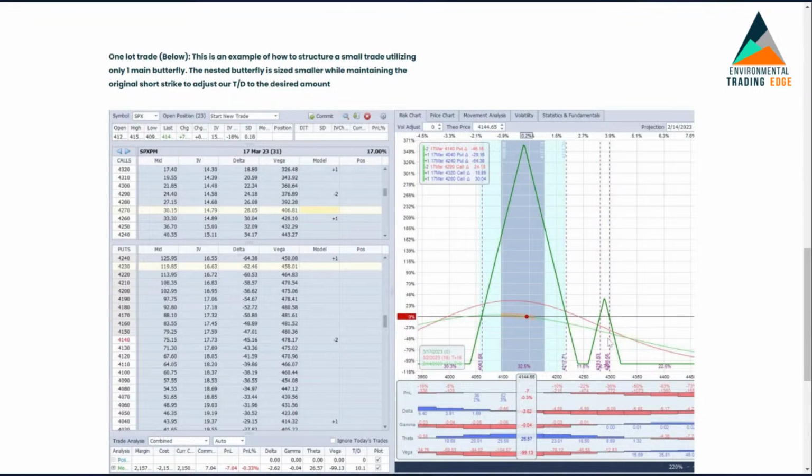And you can see that what we did is we shrink the upper butterfly. So we got one butterfly here, and then we have a shrunken butterfly. And that acts like a nested butterfly, but the short doesn't move, right? So the shorts of the butterfly stay where they're supposed to be.